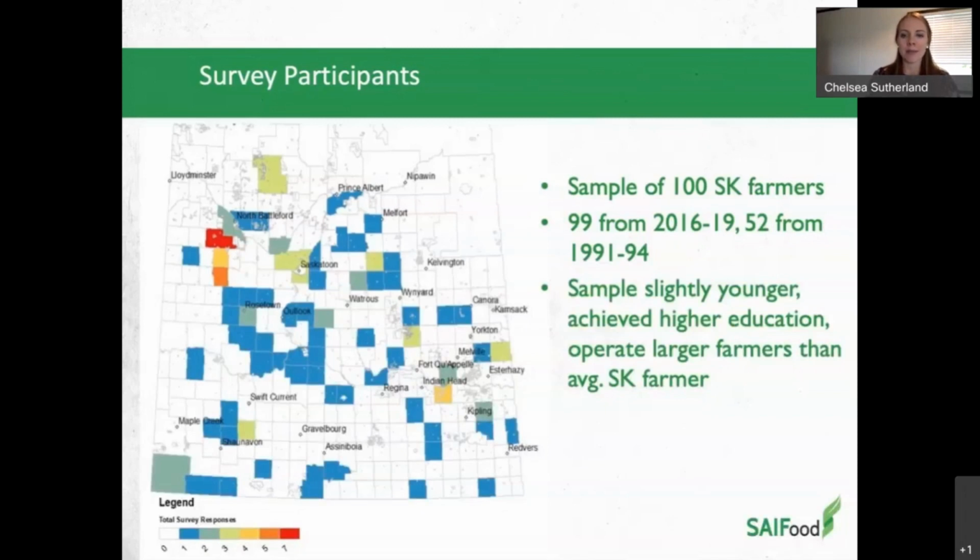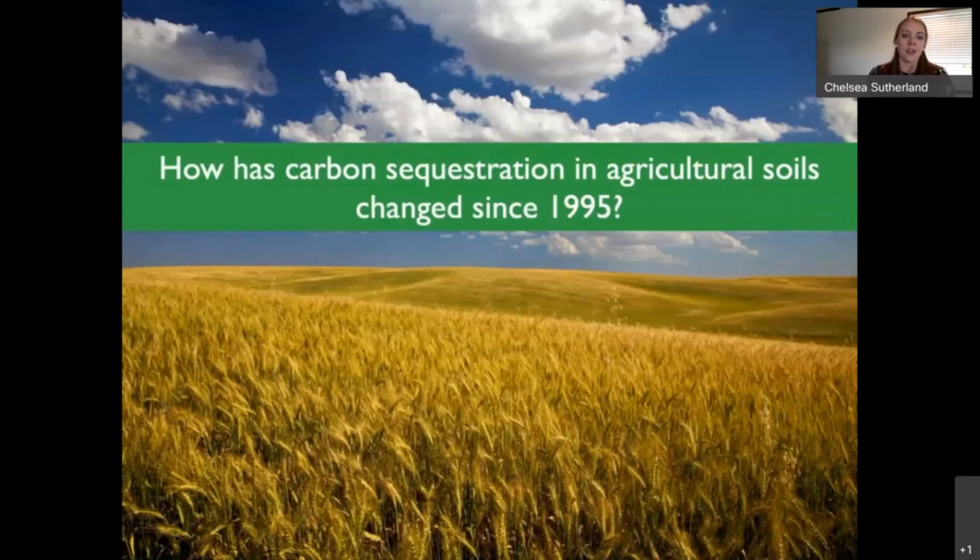Overall, when I compared my sample demographics to the Saskatchewan census data from 2016, my sample was slightly younger, had achieved higher education, and operated larger farms than the average Saskatchewan farmer. And as you can see in my figure, the farmers were actually fairly spread across the province, and this provided a great representation of all the regions across the province, which was excellent.